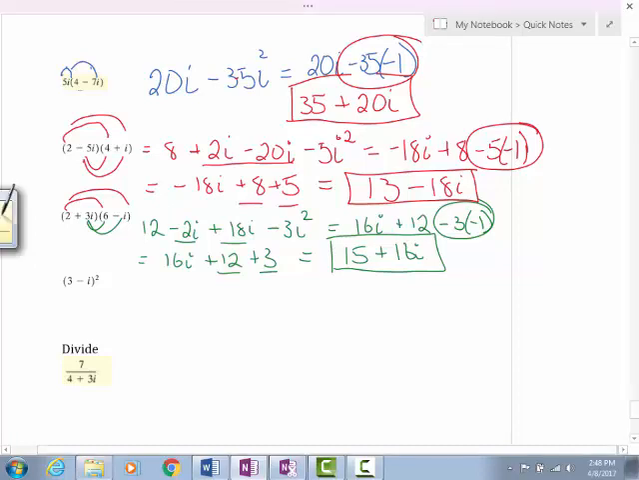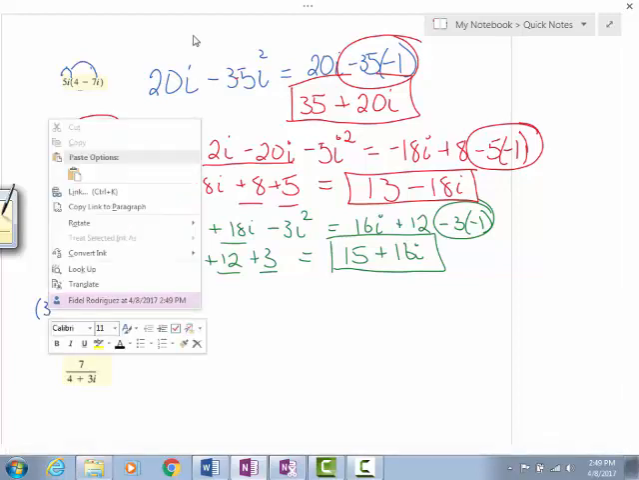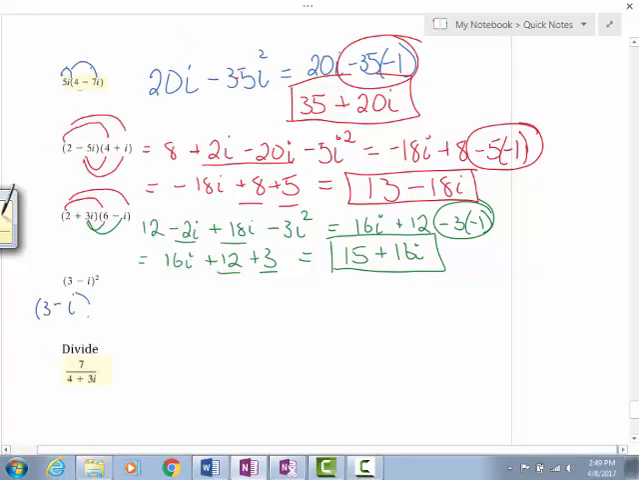Okay, so for the next multiplication problem here, it's 3 minus i in parentheses squared. So I'm going to go ahead and write this as 3 minus i, times another 3 minus i, and I'll just start filling it out. So 3 times 3 is going to give me 9. 3 times negative i, negative 3i. A negative i times 3 is another negative 3i. And a negative i times a negative i should give me a positive i squared.